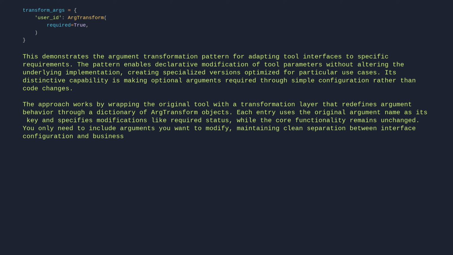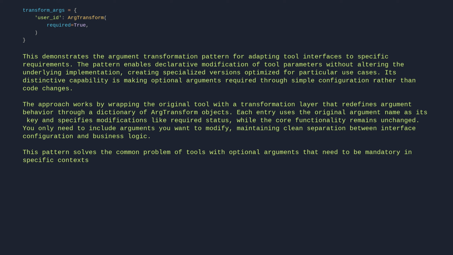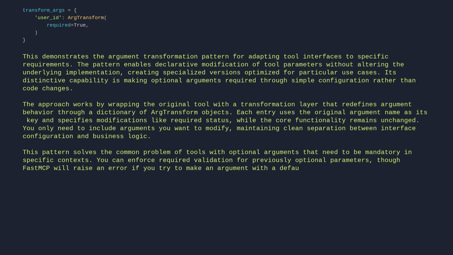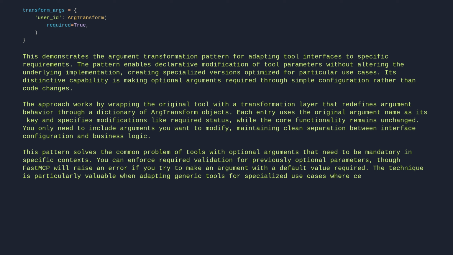This pattern solves the common problem of tools with optional arguments that need to be mandatory in specific contexts. You can enforce required validation for previously optional parameters, though FastMCP will raise an error if you try to make an argument with a default value required. The technique is particularly valuable when adapting generic tools for specialized use cases where certain parameters must always be provided.